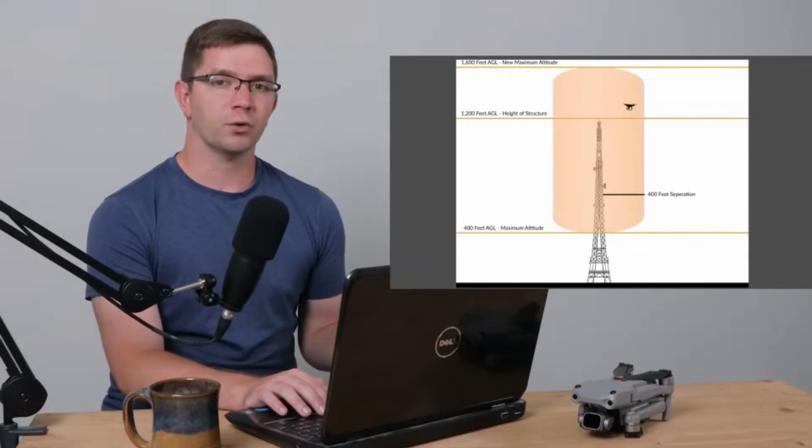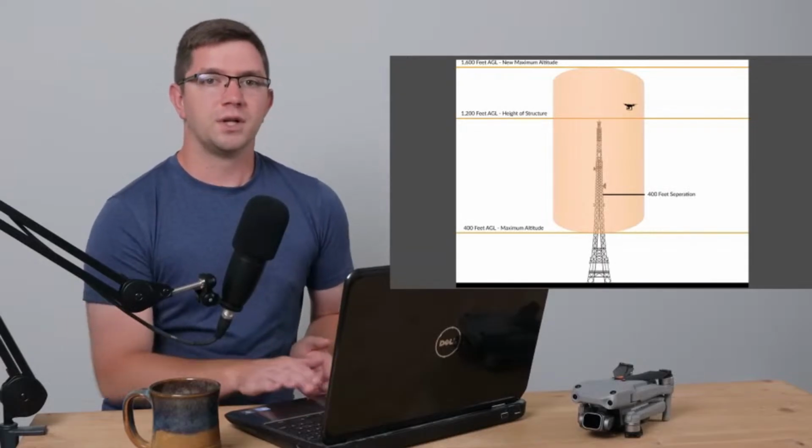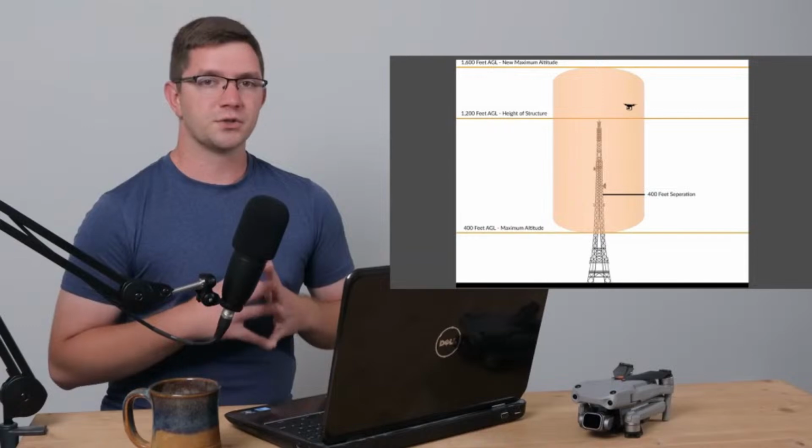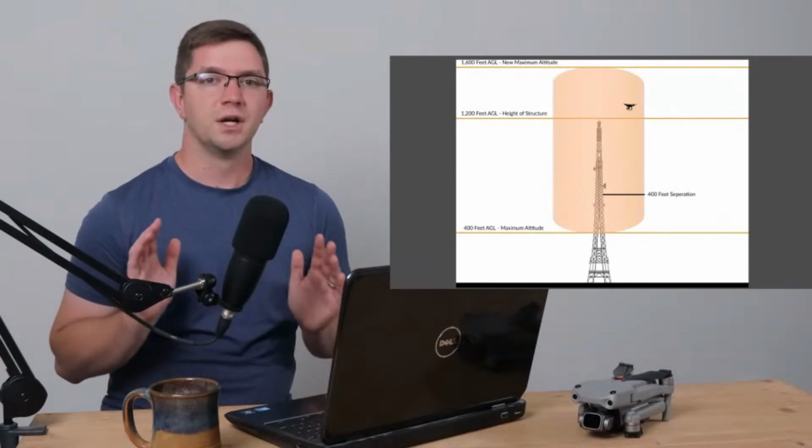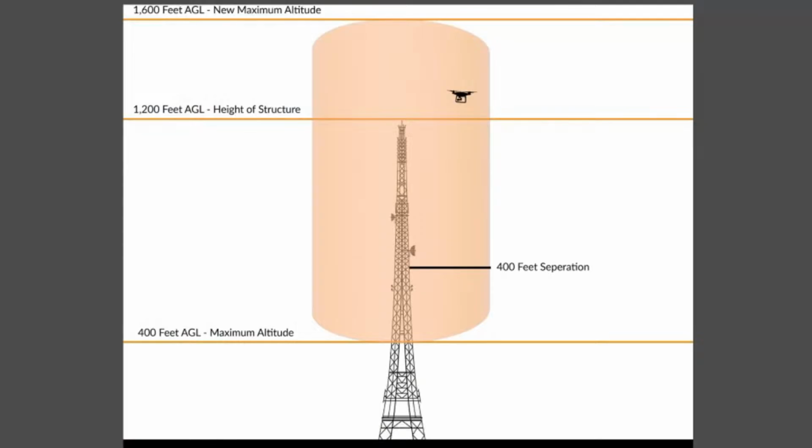This is known as uncontrolled airspace. You are allowed to fly higher than 400 feet near the structure as long as you maintain a 400-foot separation from that structure. Now, you are also allowed to fly 400 feet above the top of the structure if needed. So, if the radio tower stands 1,200 feet tall, that means legally you can now fly up to 1,600 feet in the air above that structure.